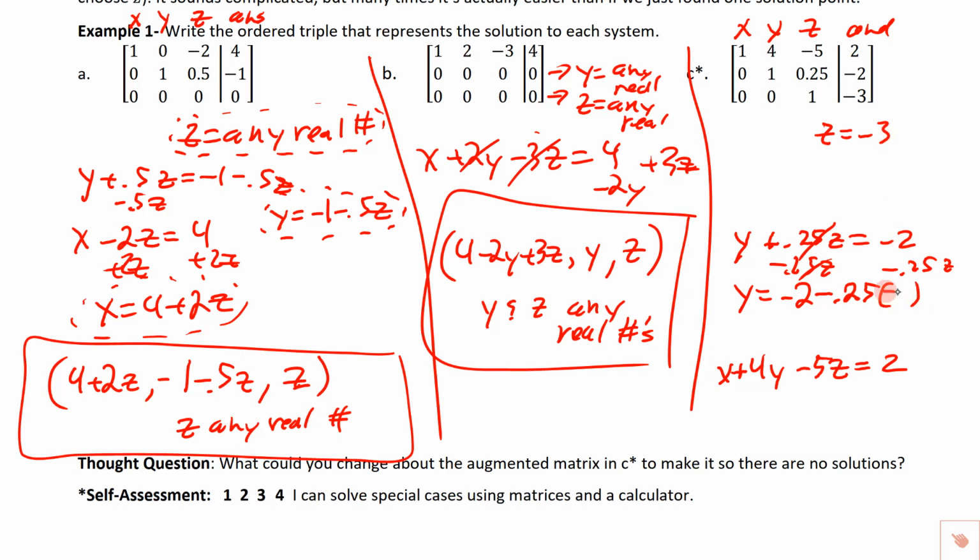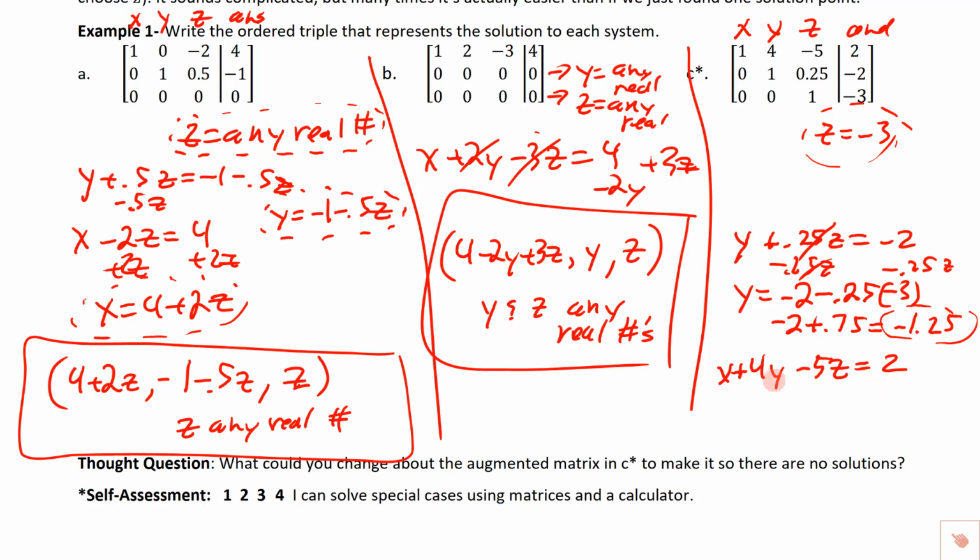But z, remember, is -3. So if I throw that in there, I'm going to get -2. Negative times a negative is a positive, so it's going to be plus 0.75. So we get negative 1.25. So I've got the z right here. I've got the y right here. And then let's solve for this one.